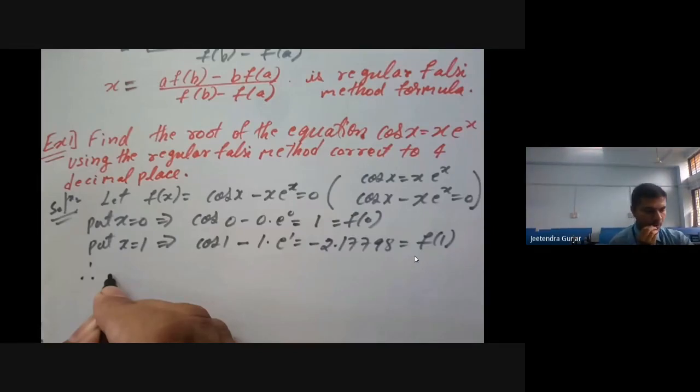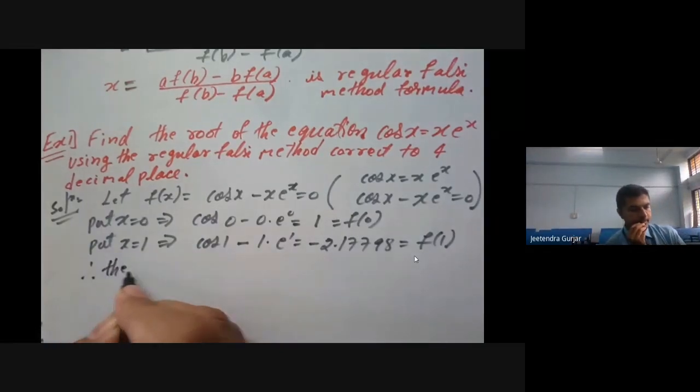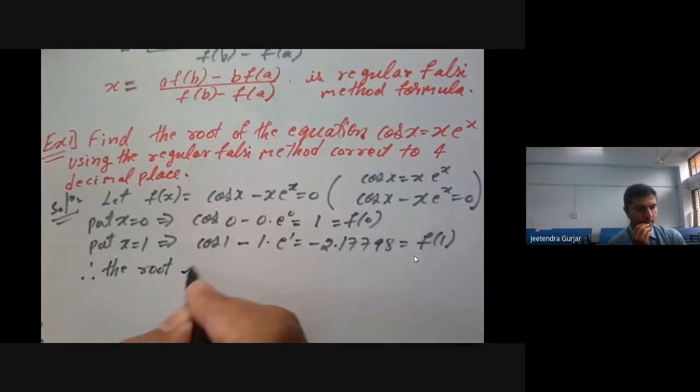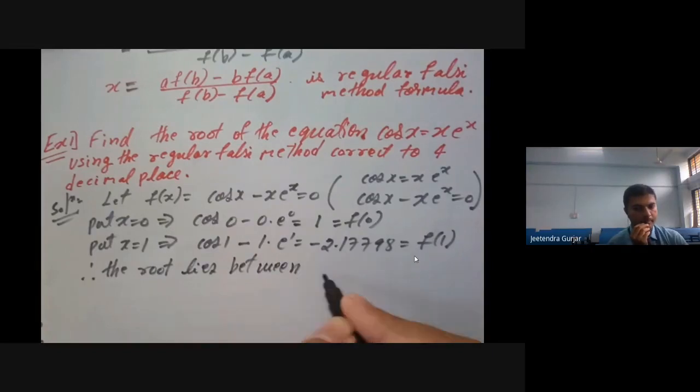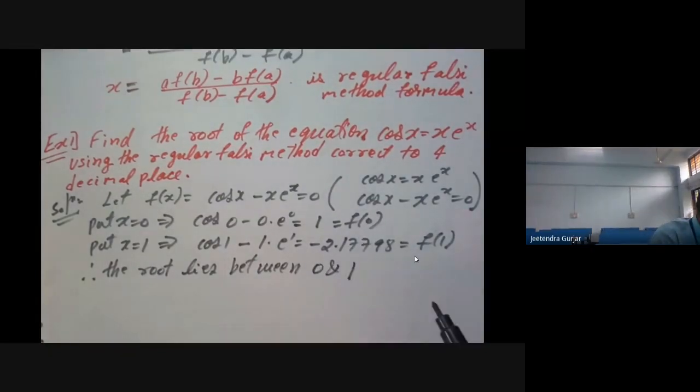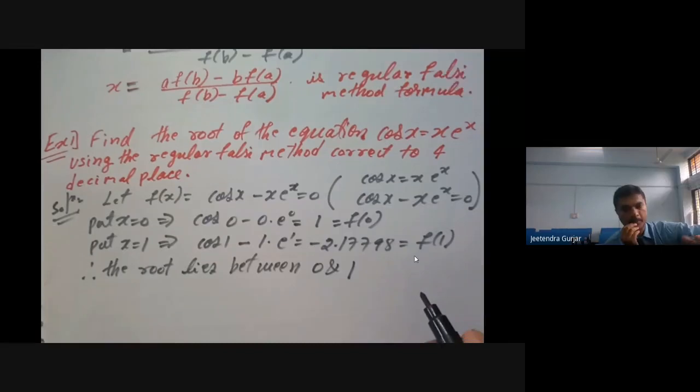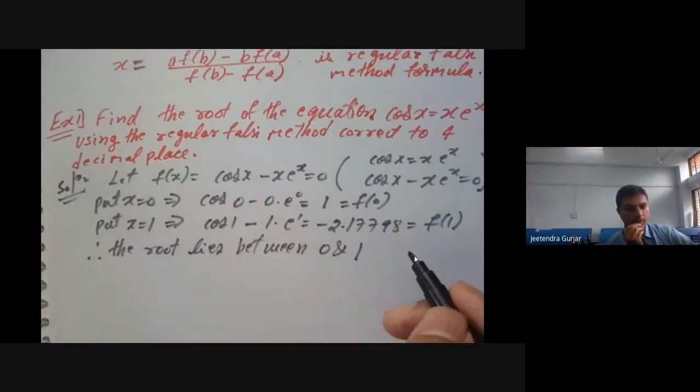Now we'll focus on what the root will be. Therefore the root lies between 0 and 1. This you have to remember. Why does the root lie between 0 and 1? Students, I have already told you. It is because f of 0 is greater than 0 and f of 1 is less than 0. Greater than 0 and less than 0, then the root lies between x is equal to 0 and x is equal to 1.